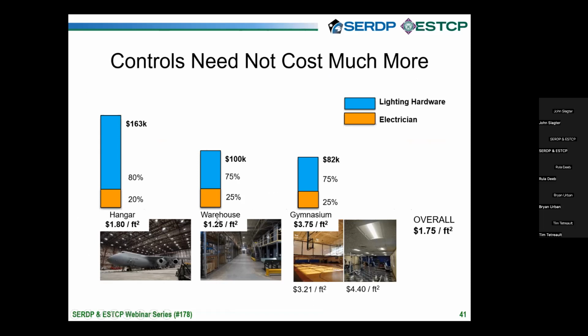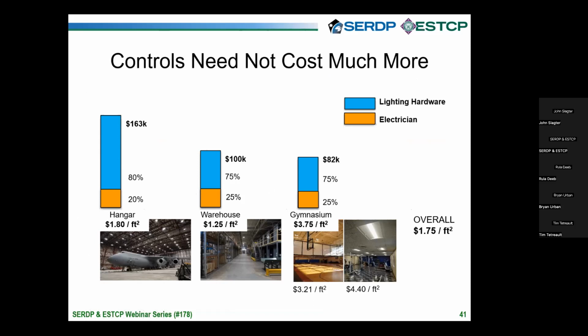So you do better in high bay spaces than you do in high density areas like the gym, but overall the project was very cost effective, and you can see here in our project most of the costs came from the lighting hardware, and only about a quarter of the costs came from the electrician labor and whatnot. But again, your mileage may vary. It'll depend on who's doing the work and things like that.